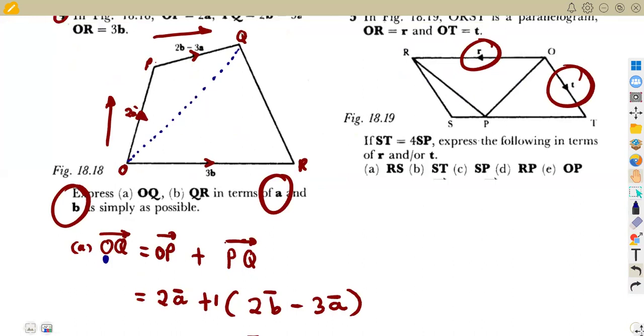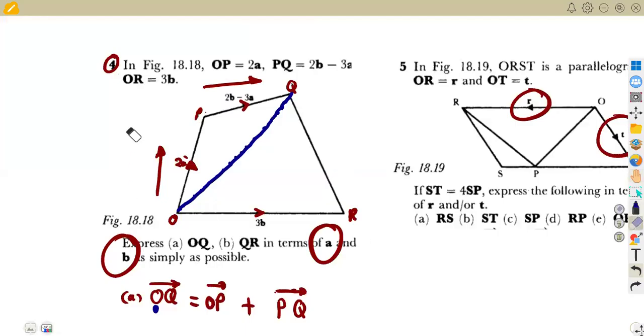Because this solution is exactly what the route here means. We were finding the vector OQ from point O to Q. Let's consider how the other vectors were given here. OP is 2A, and the arrow is pointing from O to P. PQ, the arrow is from P to Q. The arrow from O to R is pointing from O to R. So if we are given OQ, the arrow must point from O to where?